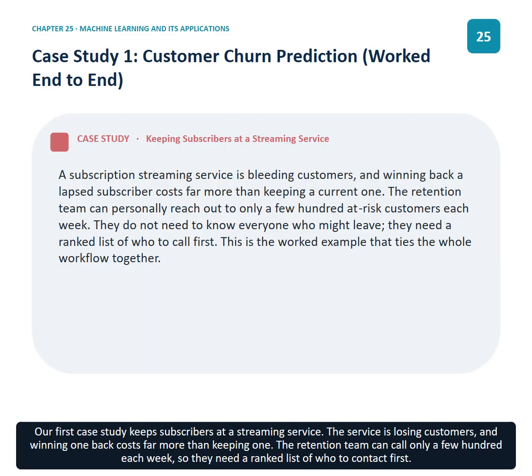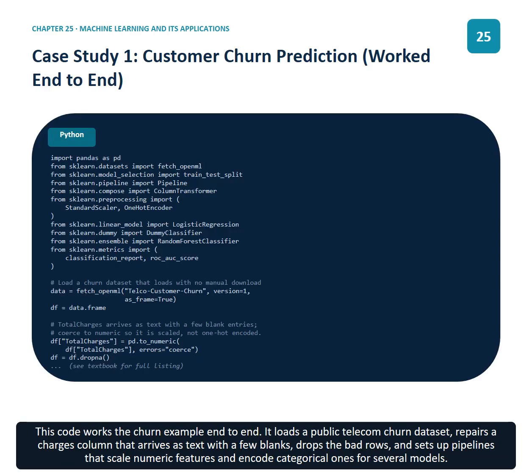Our first case study keeps subscribers at a streaming service. The service is losing customers, and winning one back costs far more than keeping one. The retention team can call only a few hundred each week, so they need a ranked list of who to contact first. This code works the churn example end-to-end.